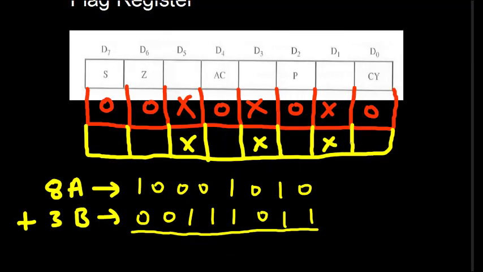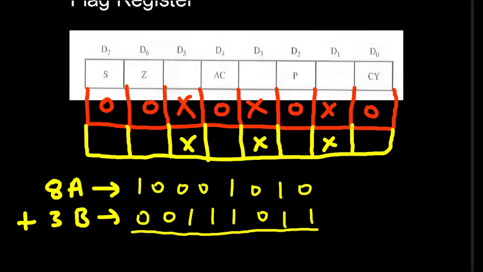Now let us take one more example. So these are the flag registers. Let us assume all the flags are reset. Whatever I've written in red, they are the flag conditions before we perform any operations. So all the flags are reset. Then in these yellow boxes, we will fill up what the flag status would be after we do this operation. So we are adding two numbers, 8A and 3B.